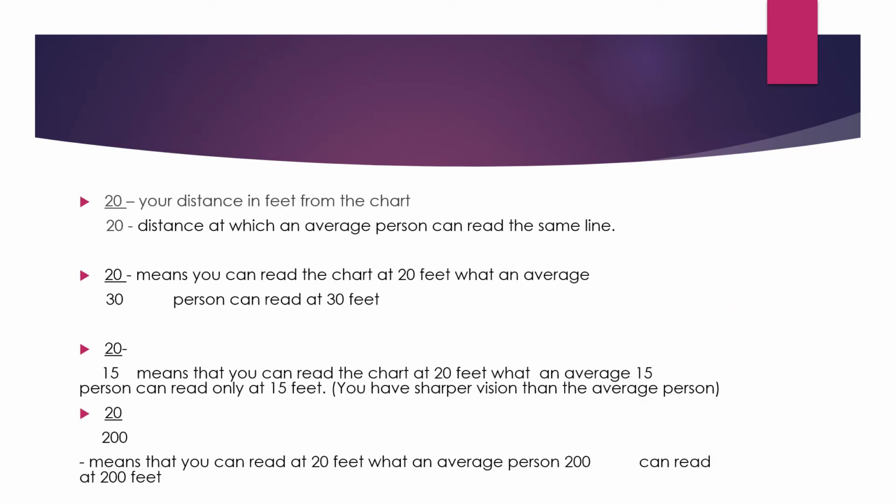Of course, if you are documenting a vision of 20/20, you are 20 feet in distance from the chart, and an average person can read at that same distance. If your vision is 20/30, it means you can read the chart at 20 feet what an average person can read at 30 feet. 20/15 means you can read the chart at 20 feet what an average person can read at 15 feet. And 20/200 means that you can read at 20 feet what an average person can read at 200 feet.